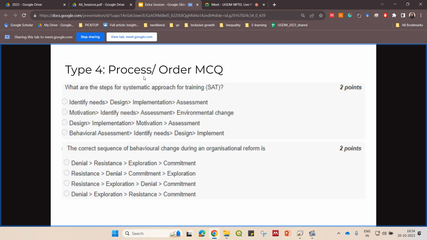So this can either be for a process, so the different steps of the process, or for ordering some kind of list which might be in a sequential order. So for example, this is the question for the correct sequence of behavioral change during an organizational reform. So such kind of questions might also come, and these are a few tricks which you can use to correctly answer these questions, and might also save some time while answering them.